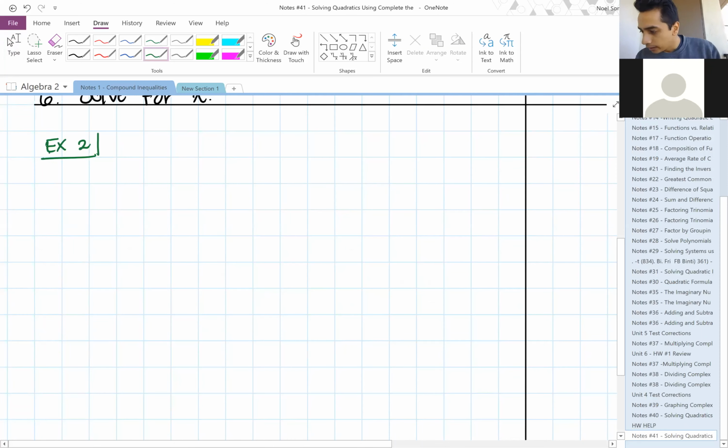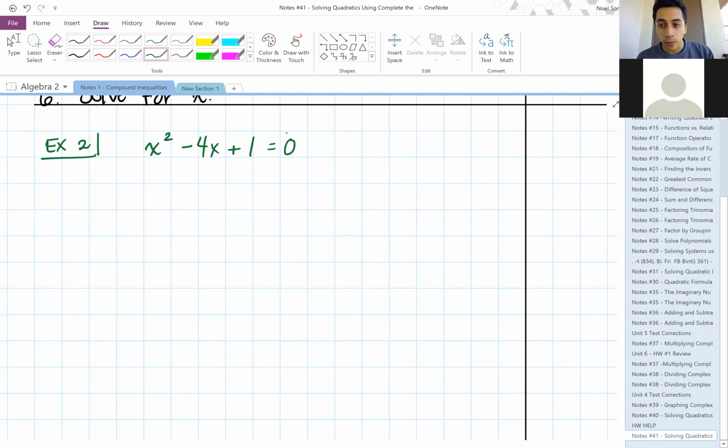All right. So we have x squared minus 4x plus 1, and that's equal to 0. Okay. So again, I have a quadratic, but it's in standard form. I cannot at this moment apply square root. So I need to go ahead and go through the complete the square process. The complete the square process tells us to first move the c value, which is our constant, to the other side. So in this case, we're going to subtract 1.